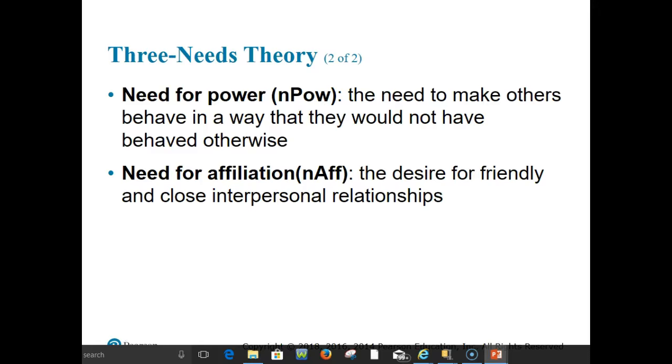And the other two needs in this theory haven't been researched as extensively as the need for achievement. However, we do know that the best managers tend to be high in the need for power and low in the need for affiliation. So the need for power is the need to make others behave in a way they would not have behaved otherwise. And the need for affiliation is the desire for friendly and close interpersonal relationships.